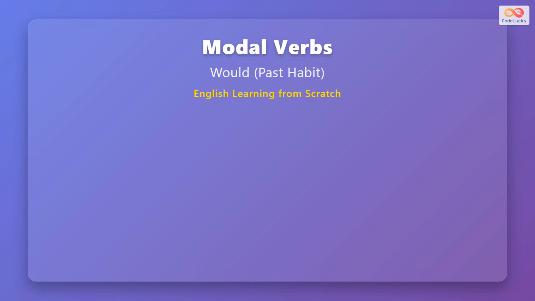Today we learn about modal verb would for past habits. This special use of would helps talk about things we did regularly long ago, but do not do anymore. Both would and used to show past habits, but they work a little differently.